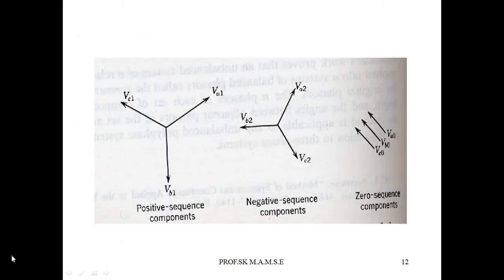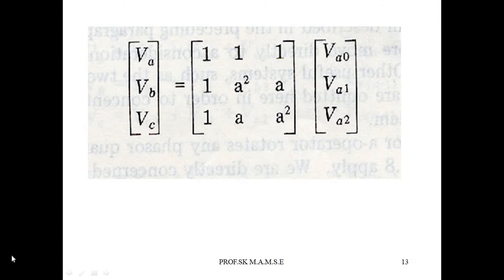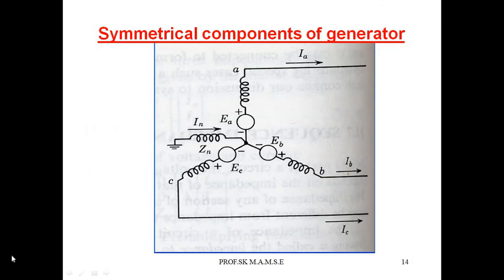Positive sequence: VA1, VB1, VC1. Negative sequence components: VA2, VB2, VC2. Zero sequence components: VA0, VB0, VC0. Then VA, VB, VC is equal to the 3 by 3 matrix with rows 1, 1, 1; 1, a squared, a; 1, a, a squared, multiplied by VA0, VA1, VA2. Symmetrical components of a generator.